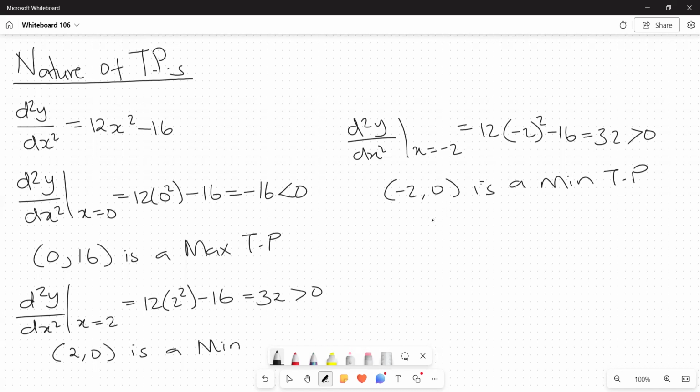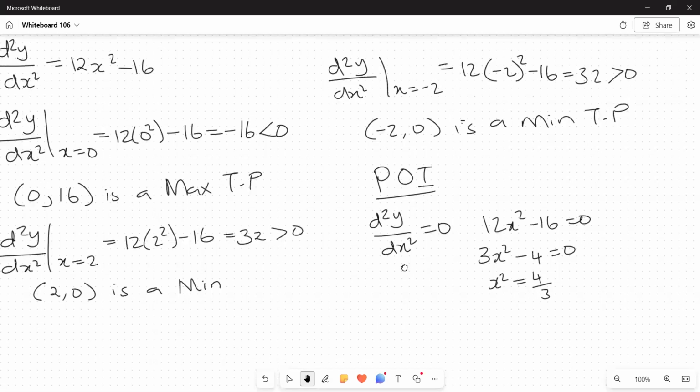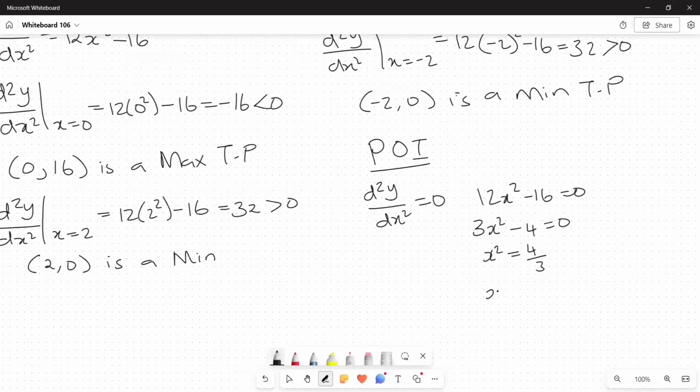Okay, so now we found the nature of our turning points, and then what we need to do is work out any points of inflection. Our points of inflection are when the second derivative is equal to 0. So we have 12x squared minus 16 is equal to 0. We divide everything by 4. We have 3x squared minus 4 is equal to 0. So x squared is equal to 4 over 3. And that means that x is equal to plus or minus the square root of 4 over 3. And this is plus or minus 2 over the square root of 3.